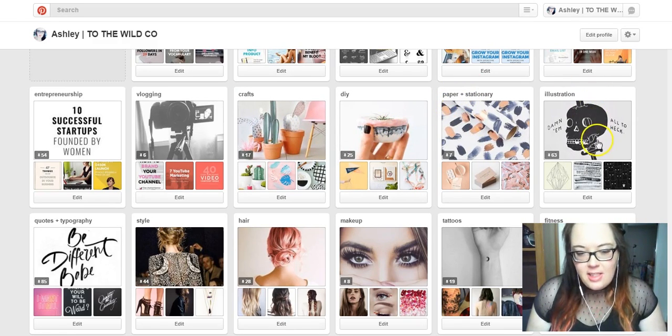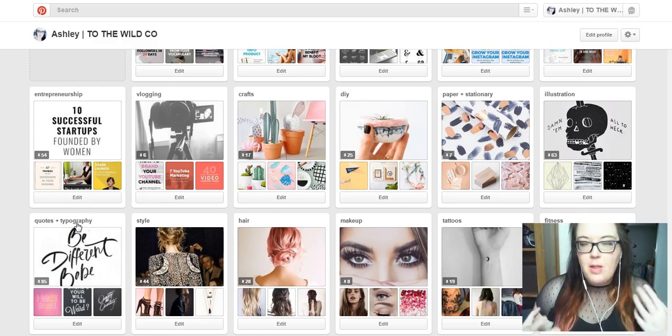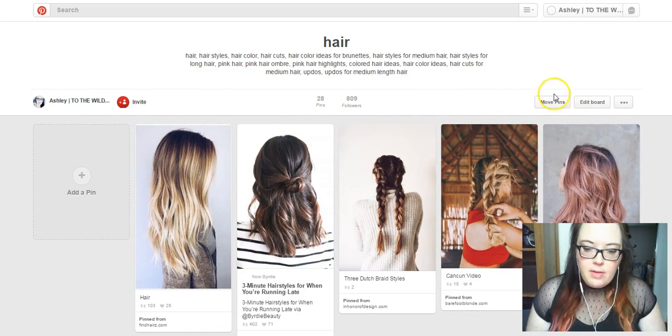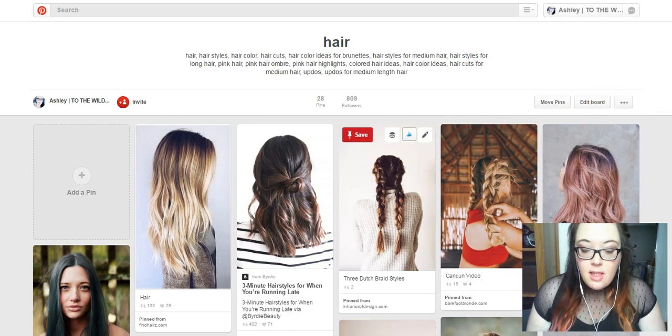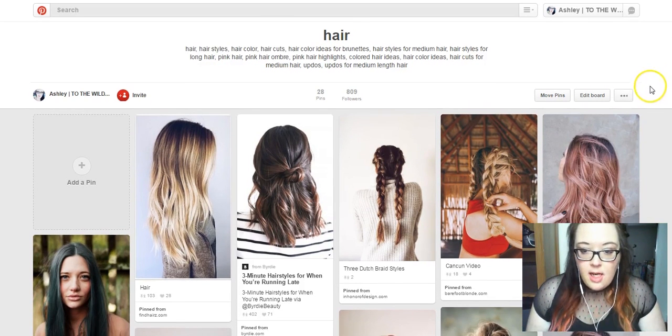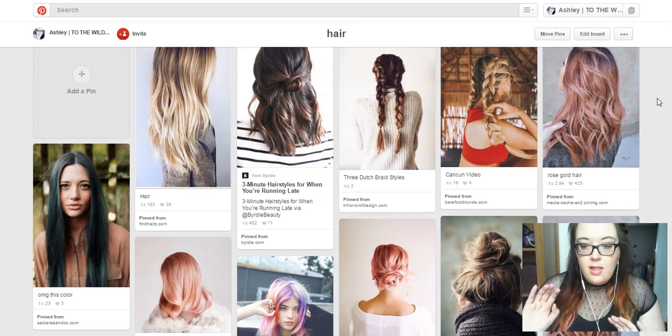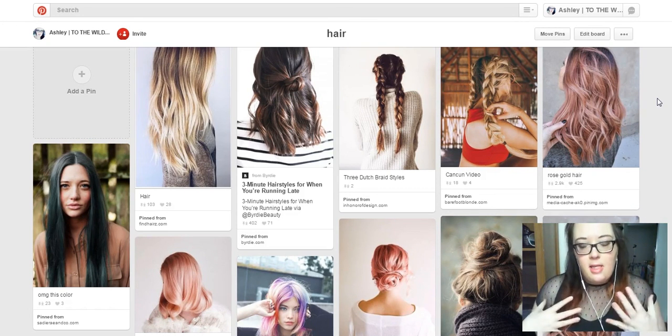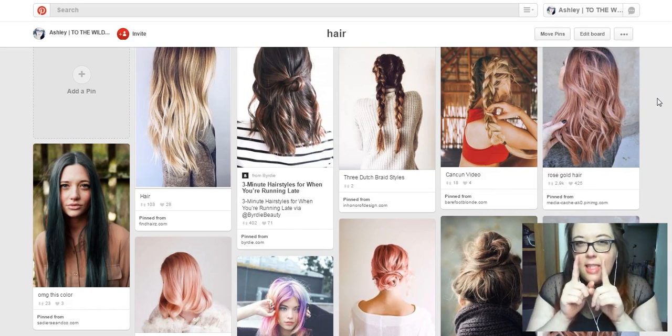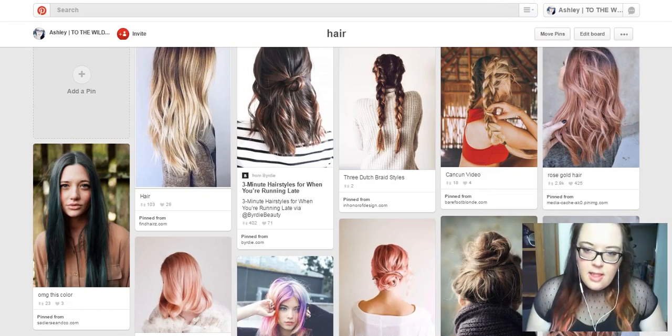Paper and stationery, illustration, quotes and typography, all of the things that are on the creative side and are within the blogging and business realm, just not specifically what I do. I try and keep it really simple. I just want a picture, I want a short description, and I want the picture to be taller than it is wide, because, again, from my aesthetic perspective, I like the look of that rather than a bunch of teeny tiny little horizontal pictures.